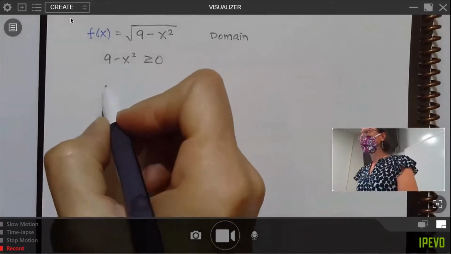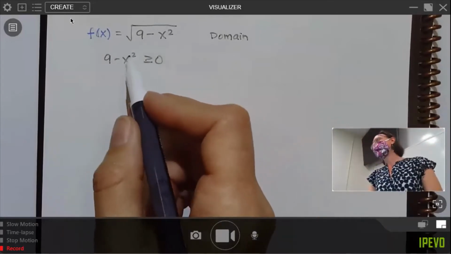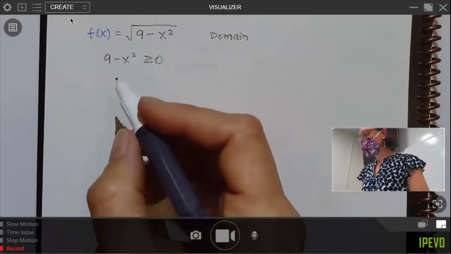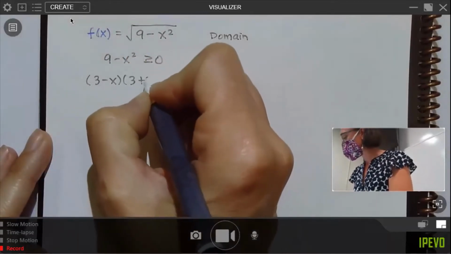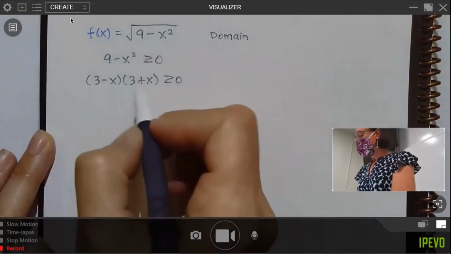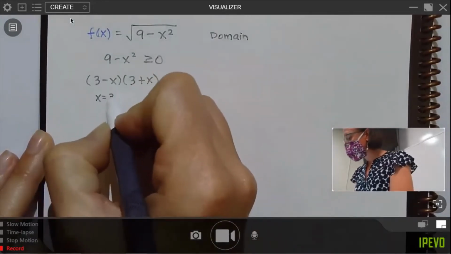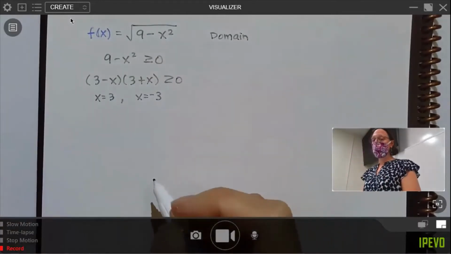When I look at 9 minus x squared, I'm going, oh, hey, that's a quadratic. I wonder if it factors. Sure does. I've got 3 minus x times 3 plus x. I need that to be greater than or equal to 0. I've got 2 solutions there. The x could be 3 or x could be -3 to make it actually equal to 0.